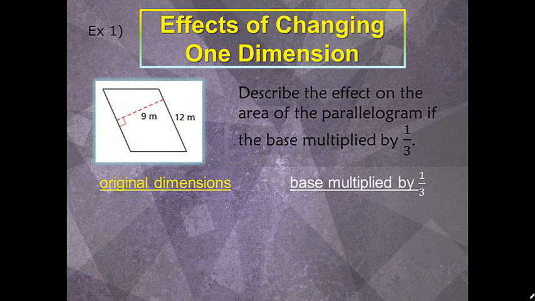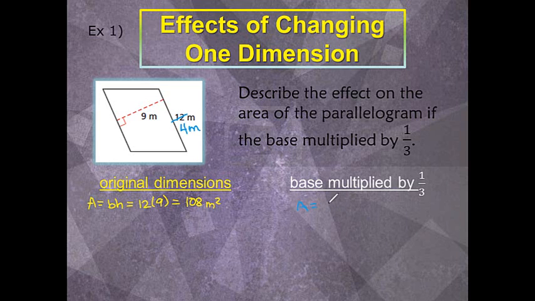This example says to describe the effect on the area of a parallelogram if the base is multiplied by 1/3. Okay, so here we have a parallelogram. We have a base of 12, a height of 9, and using that to find the original area of the figure, again it's base times height, so we're looking at 12 times 9, which is 108 square meters. Okay, if we're going to multiply the base by 1/3, that's the same as dividing by 3. So instead of 12 meters, I will have 4 meters.